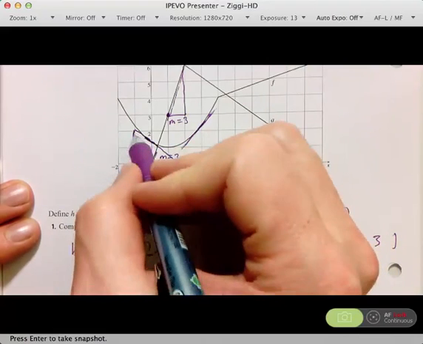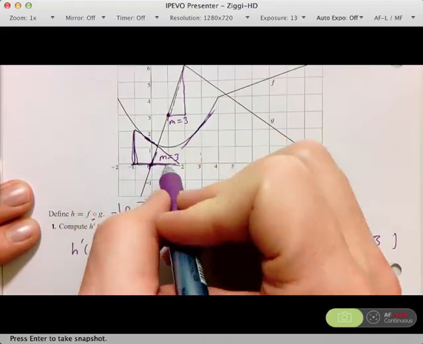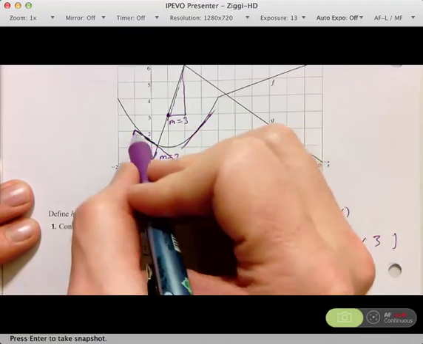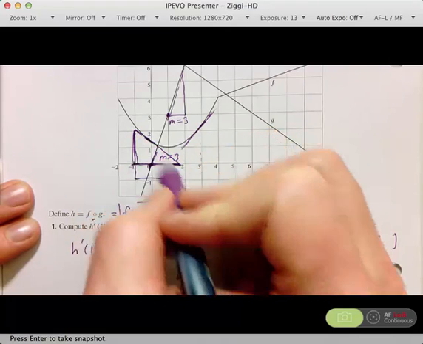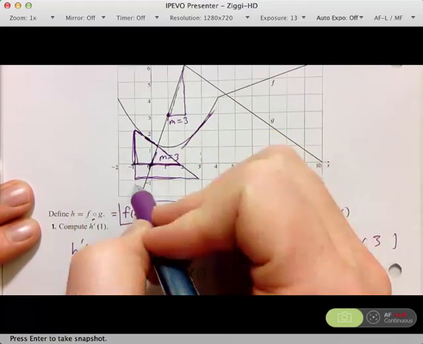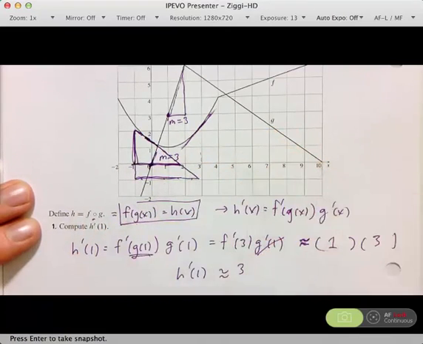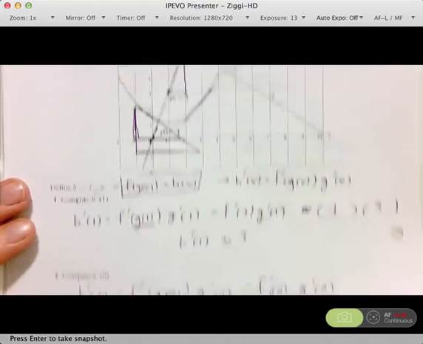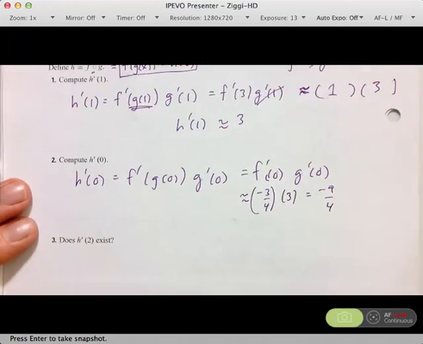So this looks like about a run of 2, and let's just be overly generous here. It's a drop of 3 and a run of 1, 2, 3, 4-ish. So let's say that the slope there is -3/4. So this is about -3/4 times 3 equals -9/4. I wouldn't expect a super precise answer there.